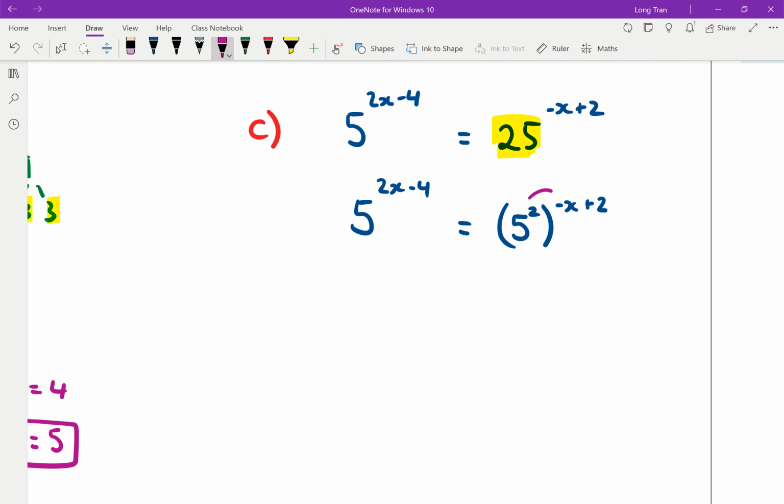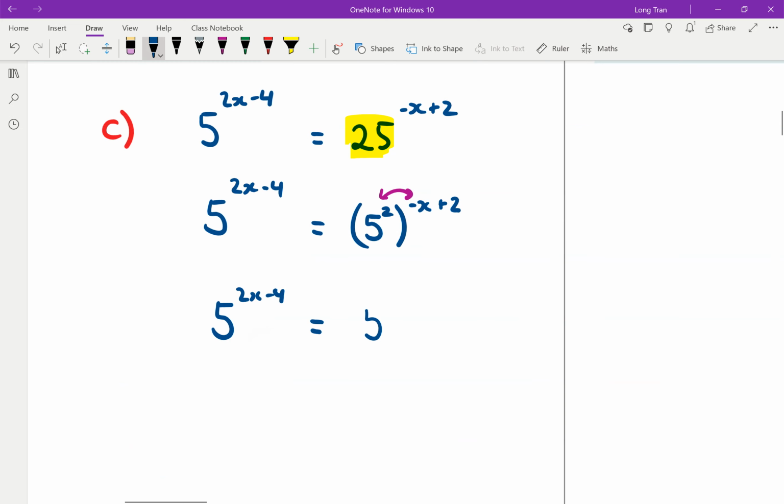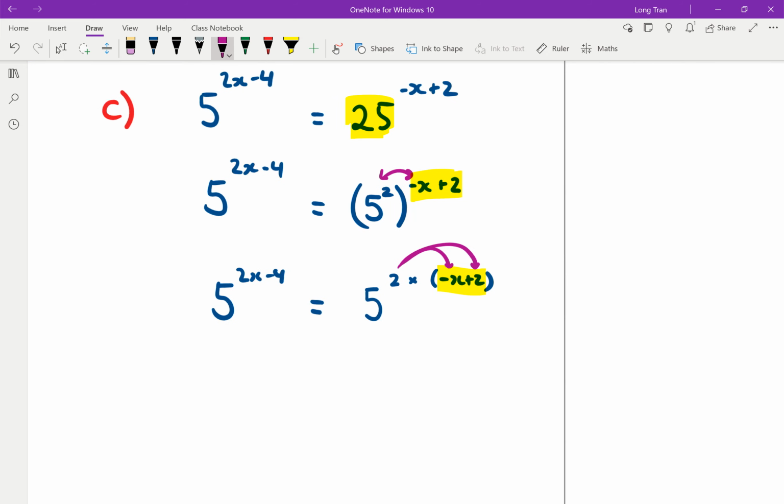Now, remember, you will multiply the powers with the brackets there using index laws. So this is now 5 to the power of 2x minus 4. And what students tend to make a mistake here is they often then just do 5 to the power of 2 times negative x is negative 2x, and they write plus 2, which is wrong. Because what you need to understand is you're actually doing 2 times negative x plus 2, because they come together. This power on the outside, they come together. So when you multiply it, make sure to put the brackets to remind you that it's 2 times the negative x and 2 times the 2 as well.